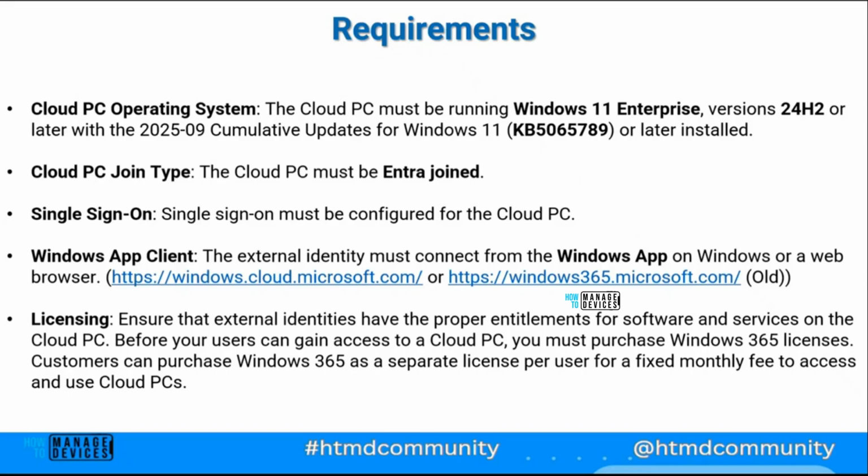The other requirement is the Cloud PC join type. The Cloud PC must be Entra joined. There is also an SSO requirement: single sign-on must be configured while we are configuring the provisioning policy. Regarding the Windows App client, the external identity must connect via the normal Windows app, or you can use a normal web browser via windows.cloud.microsoft.com, the latest URL, or you can go with the normal URL we have been using all this time.